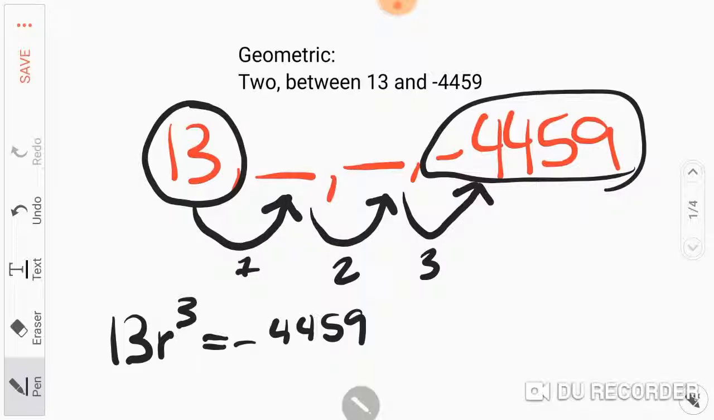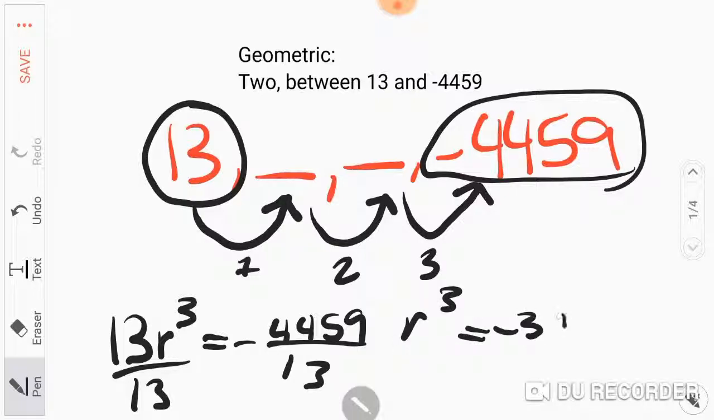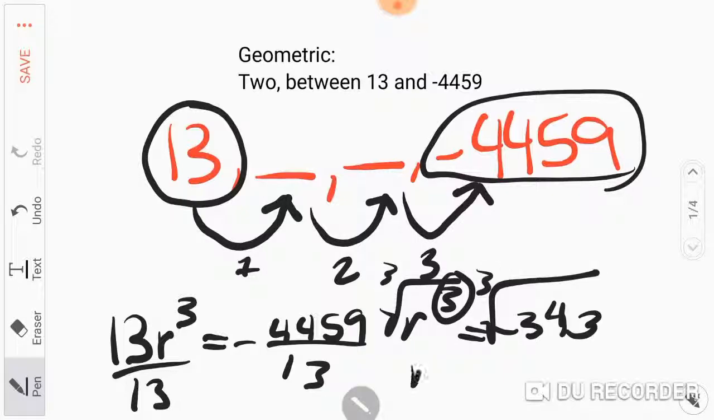So our next goal is to get r cubed by itself. So what we need to do is divide by 13 on both sides. So then we get r cubed equals negative 343 when you divide negative 4,459 divided by 13. Now we see this cubed. So what we need to do to get r by itself is take the cube root of both sides. So now we're left with r equals negative 7 because negative 7 cubed is negative 343.